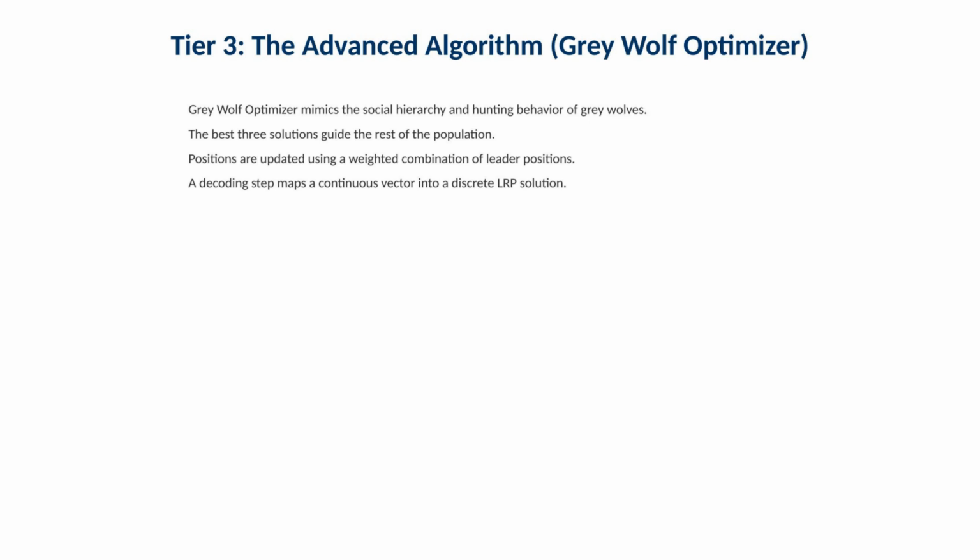Tier 3 introduces the gray wolf optimizer. It is a nature-inspired method that uses a social hierarchy to guide the search. The best 3 solutions act as leaders, and the remaining solutions update their positions by moving toward these leaders with controlled randomness. For location routing, this requires an encoding and decoding step so that the search can work with discrete decisions.